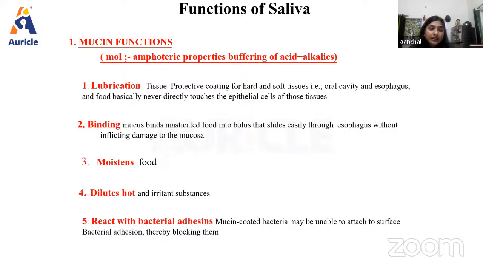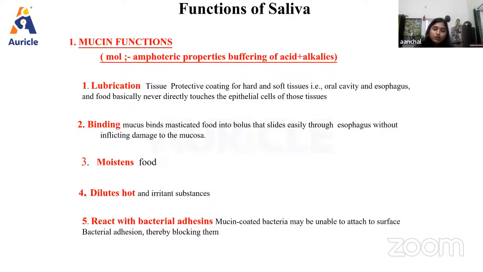Then next we have the binding. Mucus binds masticated food into the bolus that slides easily through the esophagus without inflicting damage to the mucosa. Then the third function is that it moistens the food. Then next, it dilutes hot and irritant substances. Then it reacts with bacterial adhesins. Mucin coated bacteria may be unable to attach to surfaces because bacterial adhesion is blocked.